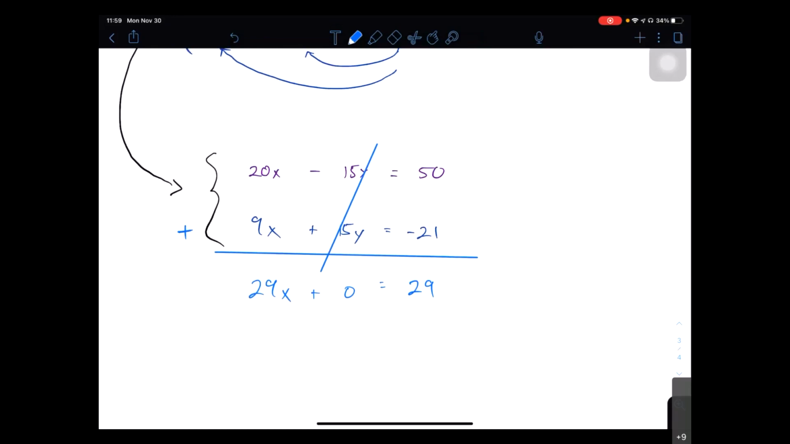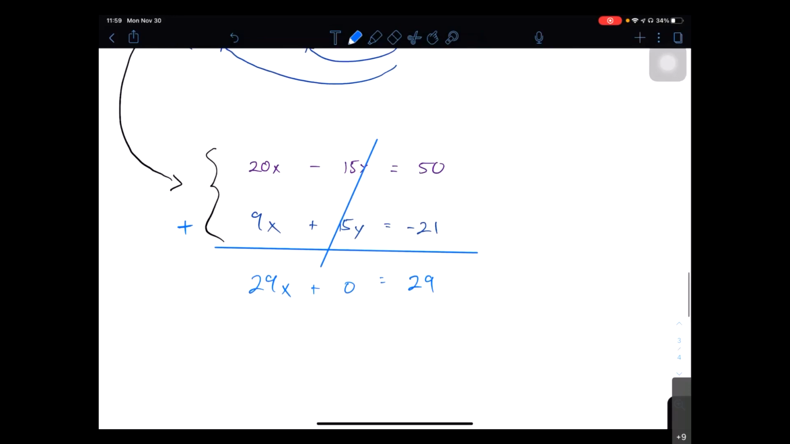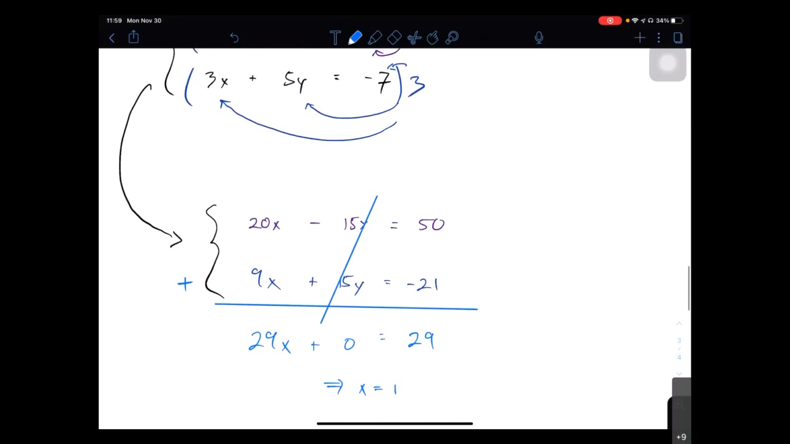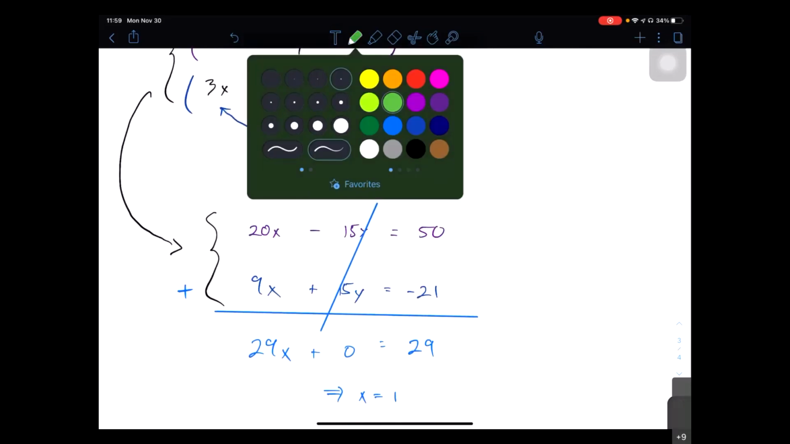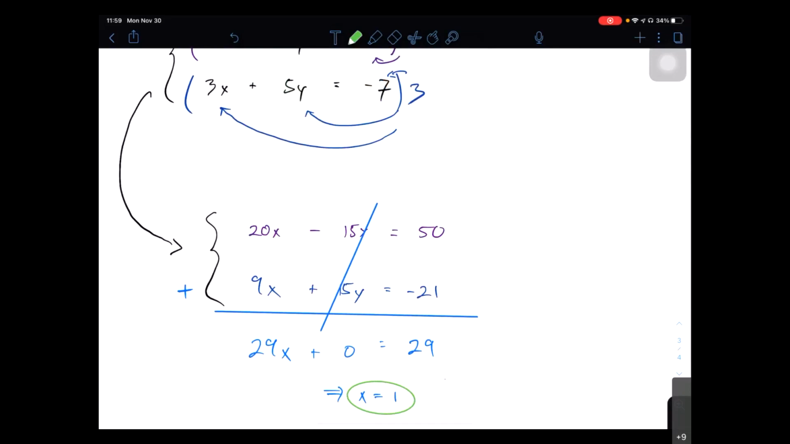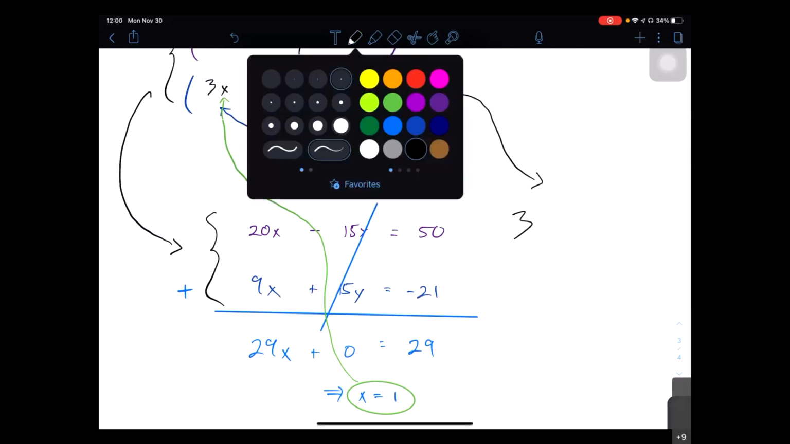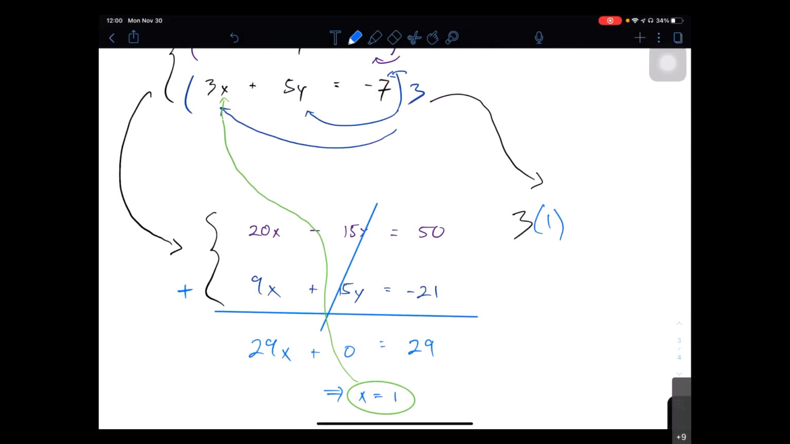And as you can see, 29x equals 29. Well, this implies x is equal to 1. And you're going to take this x equals 1 and plug it back into one of the two equations. Me personally, I'd plug this x equals 1 into this one right here. Let me rewrite that equation so everyone can see. So you have 3 times 1, x equals 1, plus 5y equals negative 7. So you do the math. This becomes minus 3.